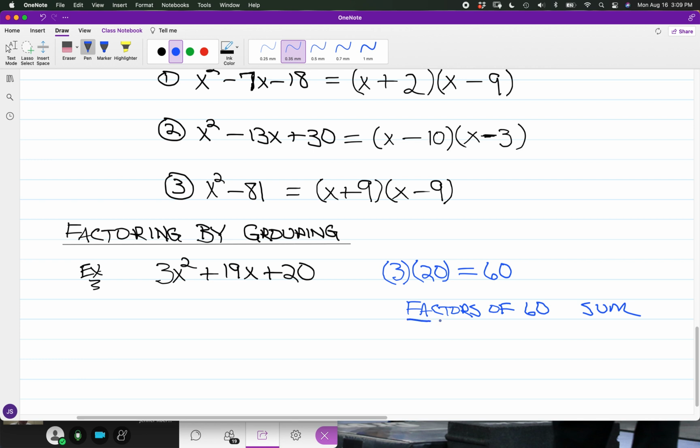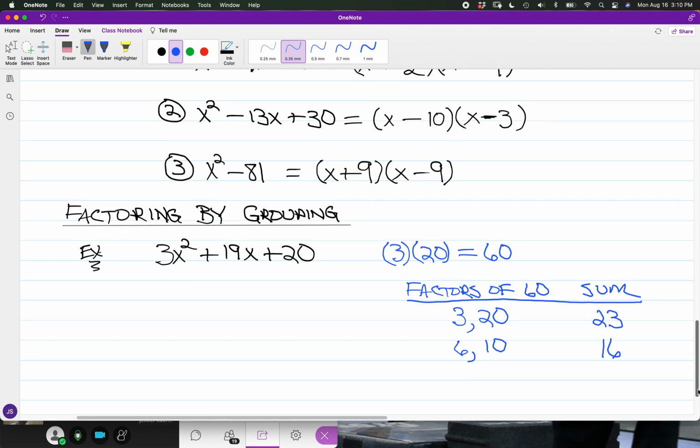For the factors of 60, we want those numbers that will multiply into 60 and also add up to 19. So we just started out with 3 and 20. Now 3 plus 20 is going to be a positive 23. And I'll make up another set of numbers. 60 is a multiple of 10. If you thought of 6 and 10, you're a little bit closer to 19, but still no cigar. 6 times 10 is 60, but 6 plus 10 comes out to 16. So we need something else.